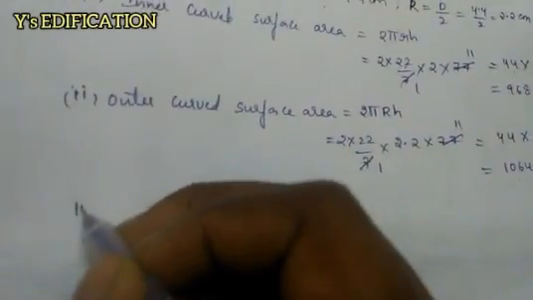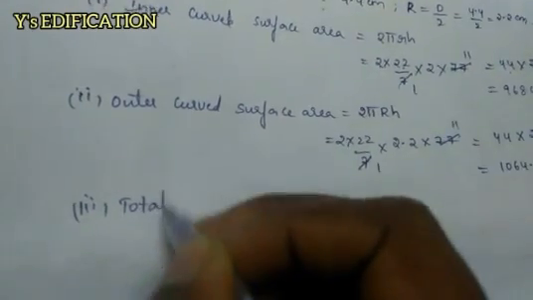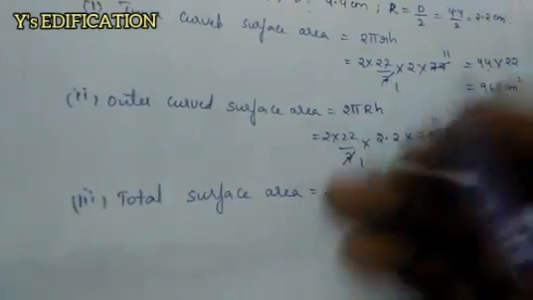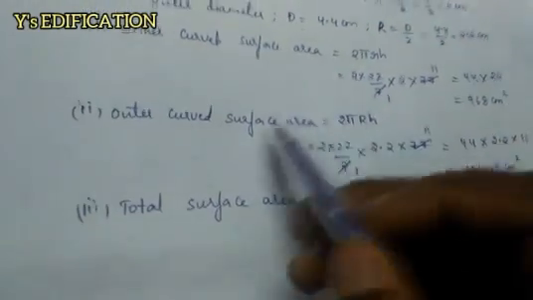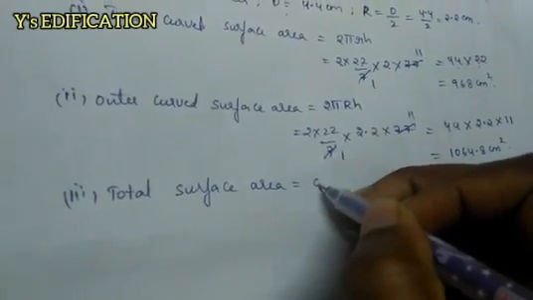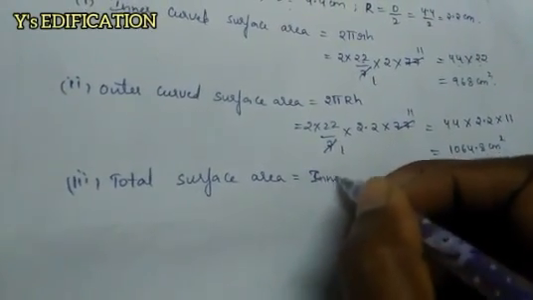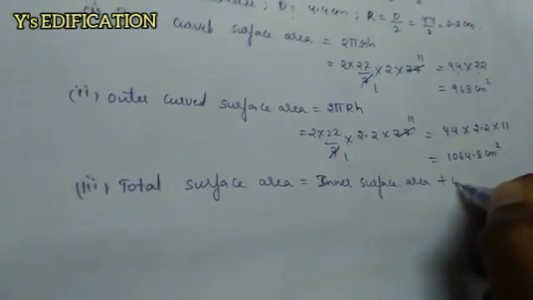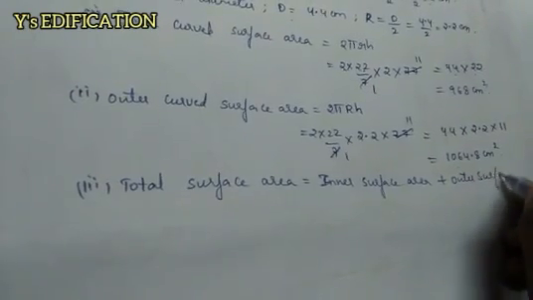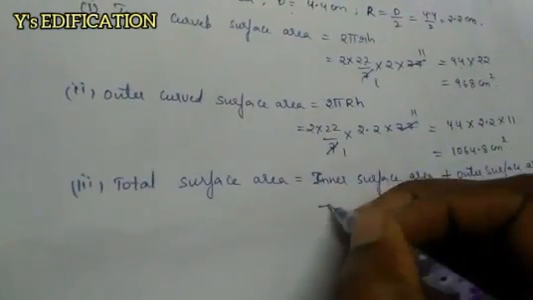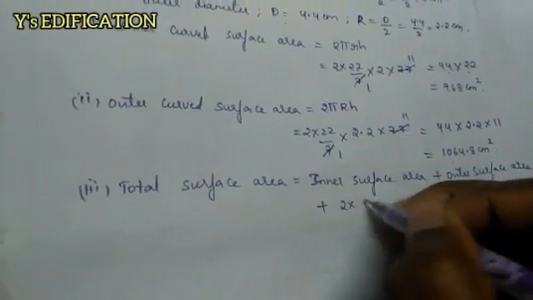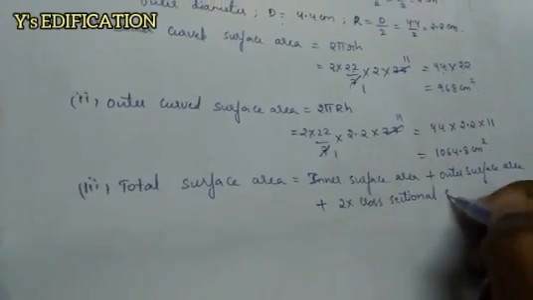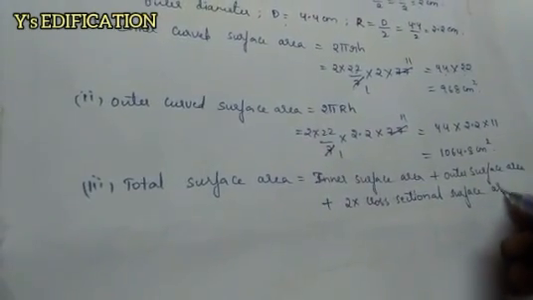And next one, the last one is we have to find the total surface area. What is the total surface area formula? 2 pi r into r plus h. But here we have the inner surface and outer surface. So what we have to do? We have to add both the inner surface area plus outer surface area plus we have to add the two cross-sectional areas. Two cross-sectional surface area. So what is the cross-sectional surface area?